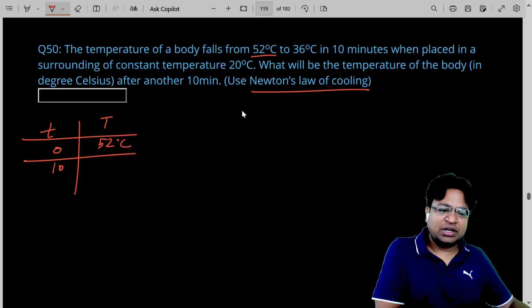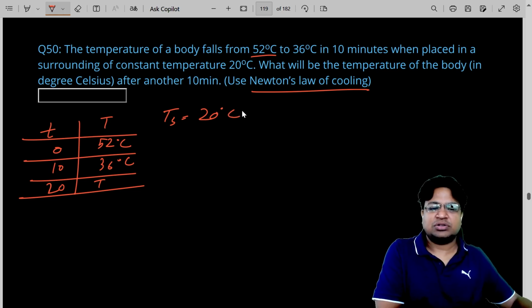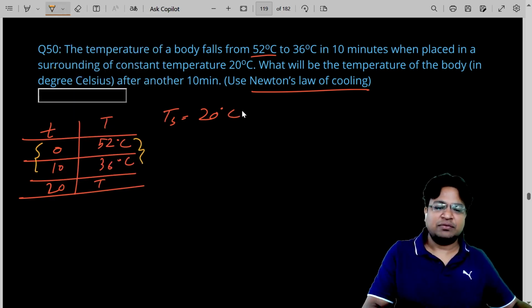Okay, and then after 10 minutes, it became 36 degrees Celsius. Okay, and then after a further 10 minutes, we want to know what the temperature will be, and the surrounding temperature is given to be 20 degrees Celsius. So, how do we do such questions?